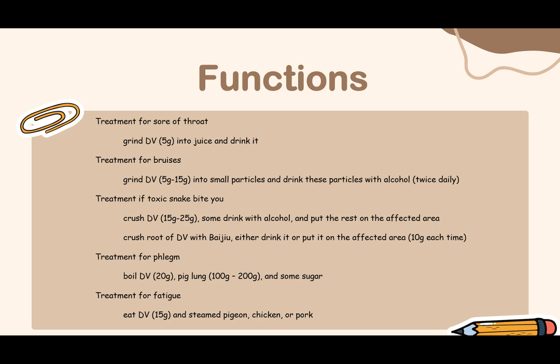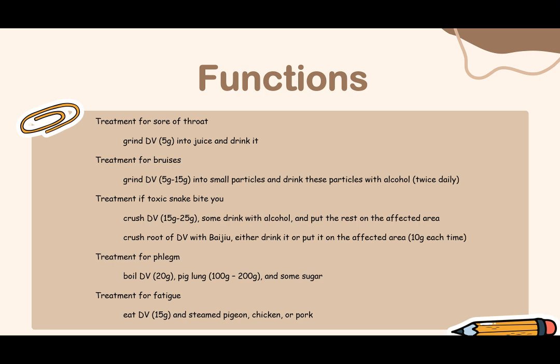And it can treat toxic snake bites. There are two methods to treat the toxicity from snakes. First, you need to crush DV, 15 grams to 25 grams, and some drink. You need to divide it into two parts. The first part you drink with alcohol, and the second part, the rest, you put on the affected area.